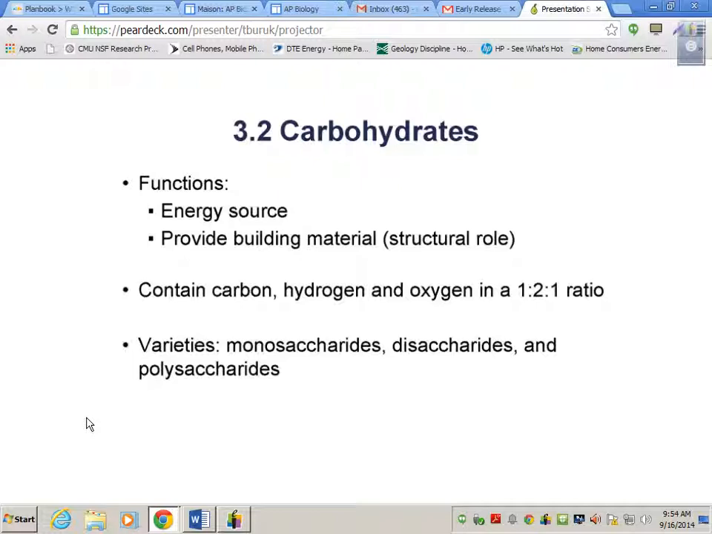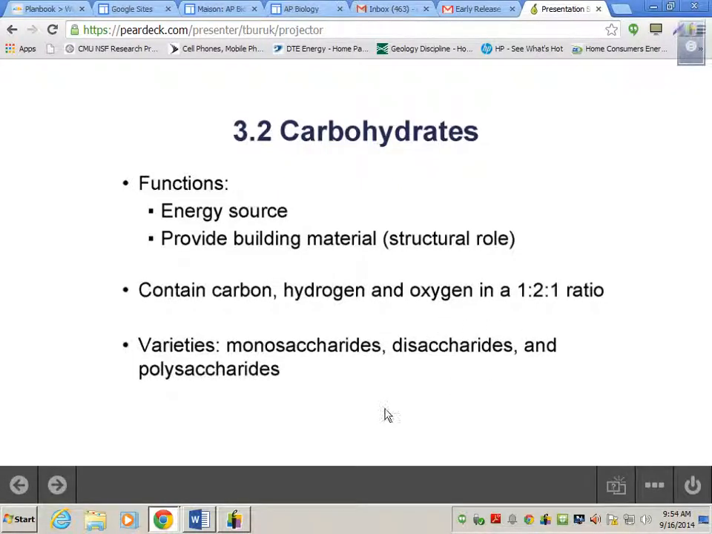Okay. They contain carbon, hydrogen, and oxygen in a 1 to 2 to 1 ratio. What is in a 2 to 1 ratio that makes up 70% of us? Water. Let's look at that word. Carbo means what? Carbon. Hydrate means water. So this is 1 carbon with a 2 to 1 ratio of hydrogen to oxygen. Did you guys get that? Think about it. C6H12O6. Carbon in a 2 to 1 ratio of hydrogen to oxygen. It's right in the word. Carbohydrate. So it contains carbon, hydrogen, and oxygen to that 1 to 2 to 1 ratio.